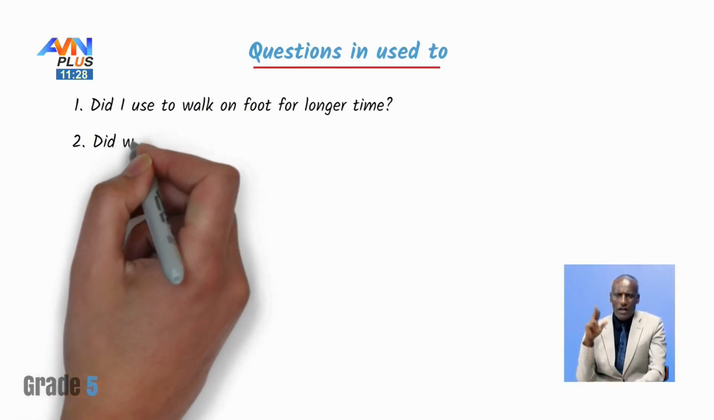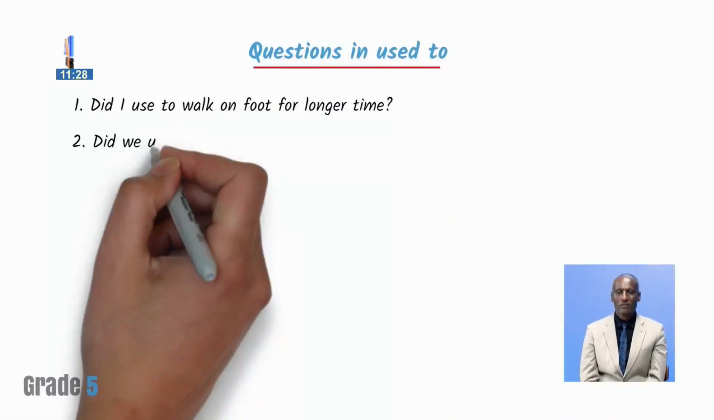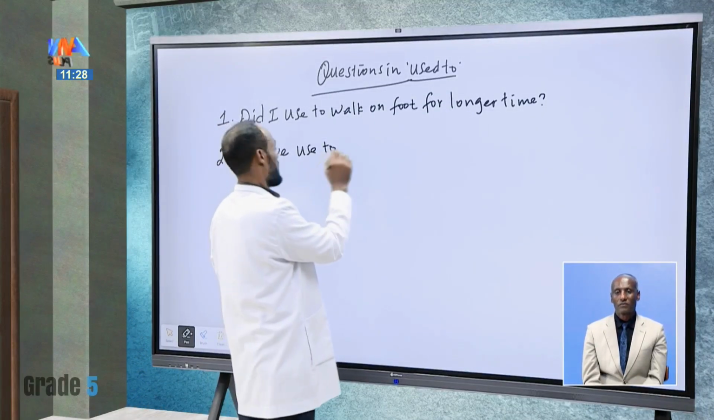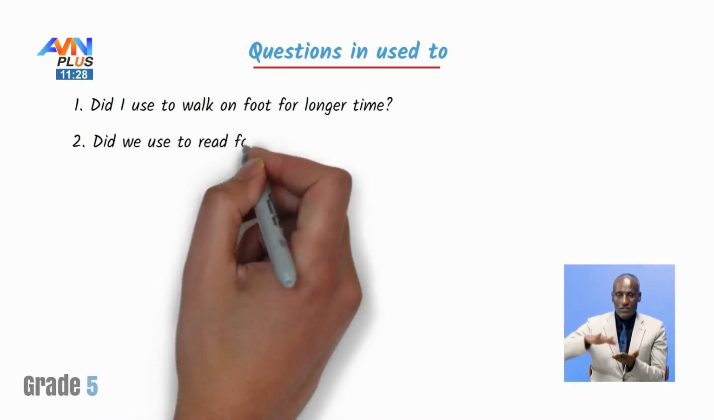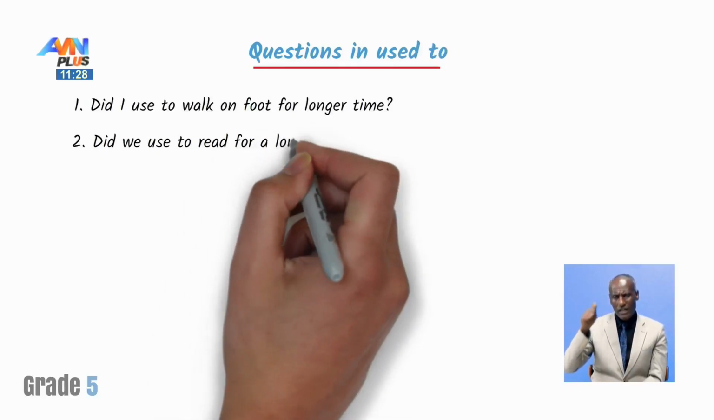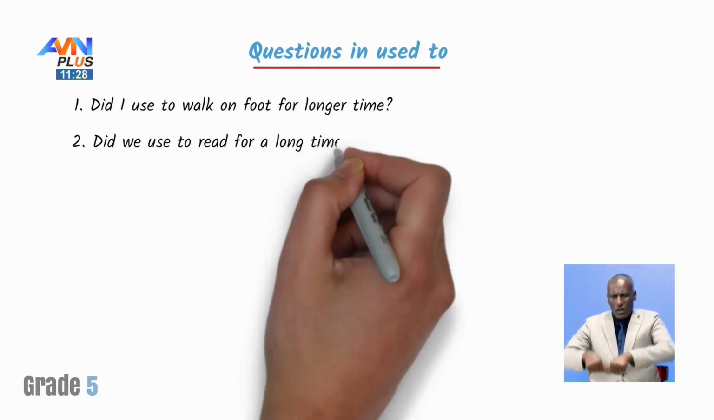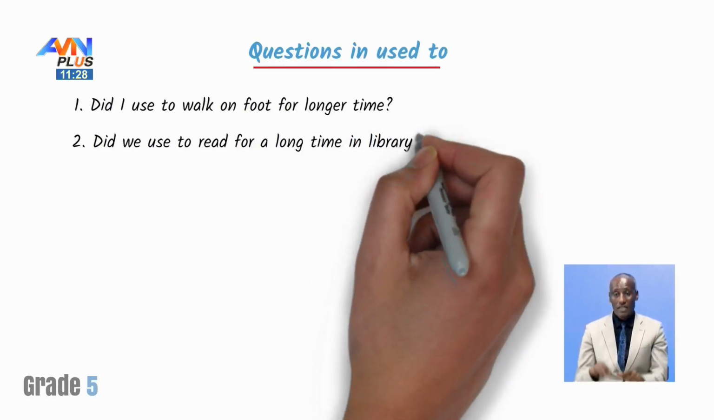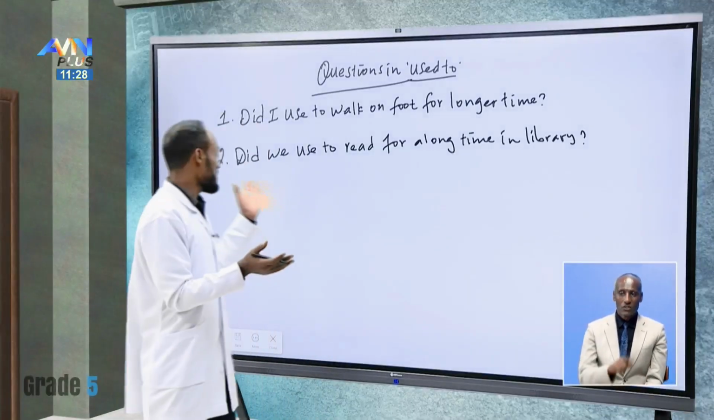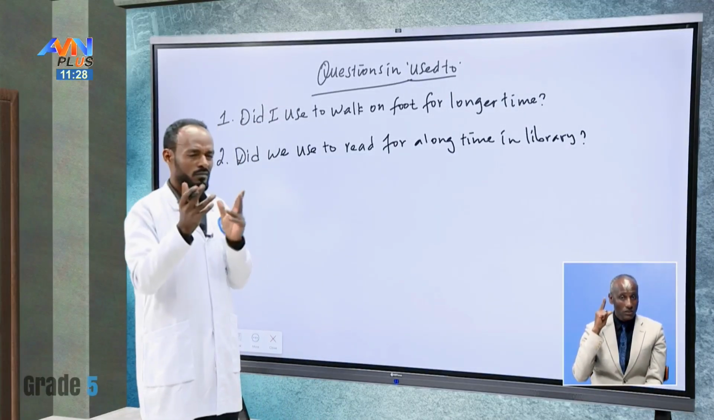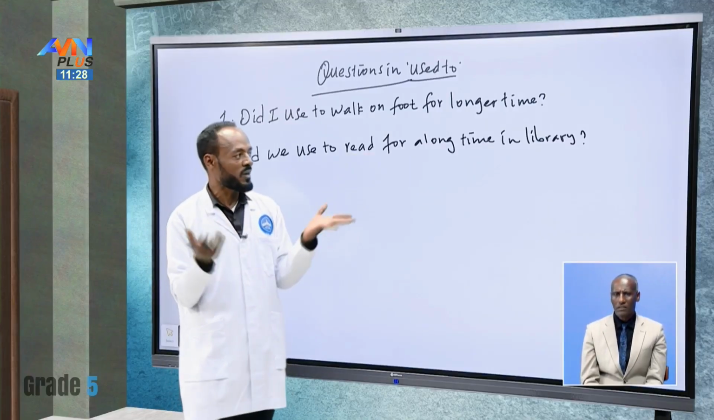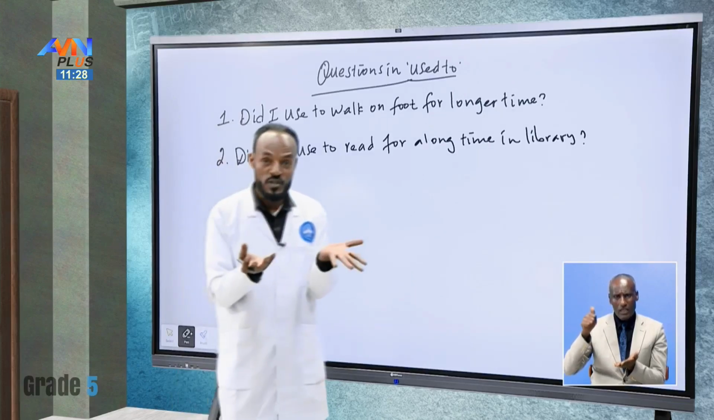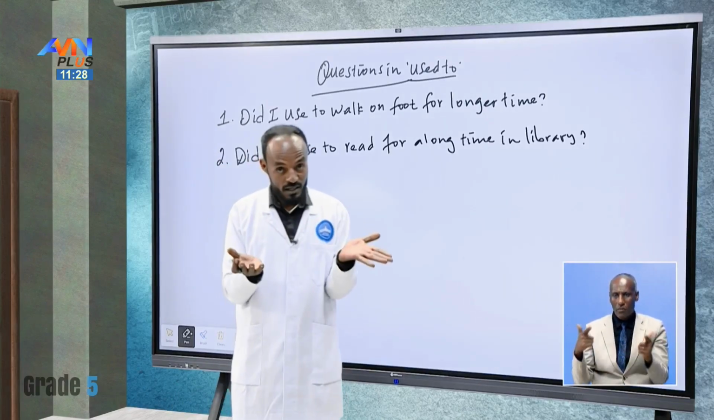Did we use to read for a long time in library? Look, in this sentence, you are not sure. And you're just asking someone, did we use to read for a long time in a library? This means you are asking for confirmation. You are asking for checkup, to check it.